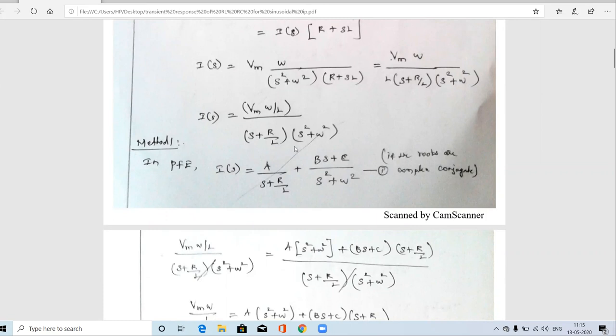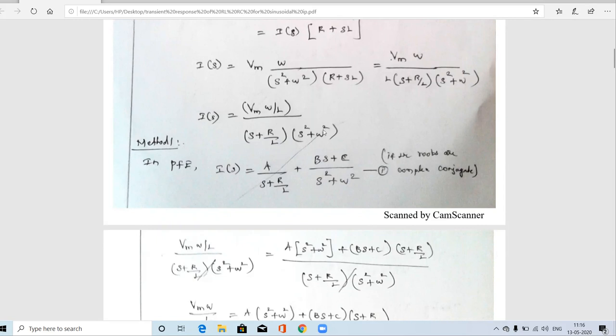Okay, here in the denominator polynomial, we are getting three s values. This is one s value, and here s squared. s squared means this s has two different values. What is the order of the denominator polynomial? Third order equation. Correct? We have to split this polynomial I of s into a sum of single order polynomials, using the partial fraction expansion method. And this root, s plus R by L, is a single root. What is the value of s? Minus R by L. It is separate.